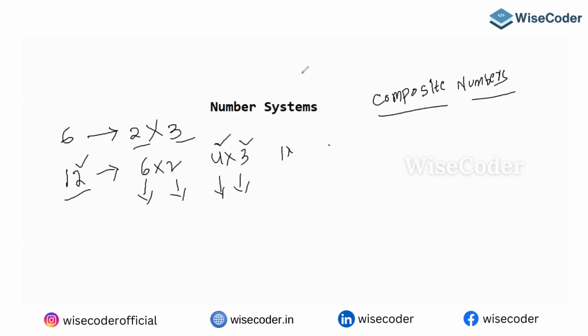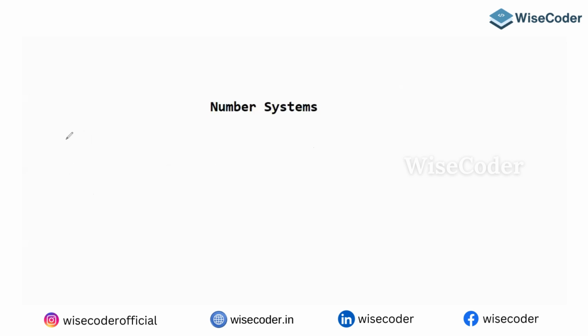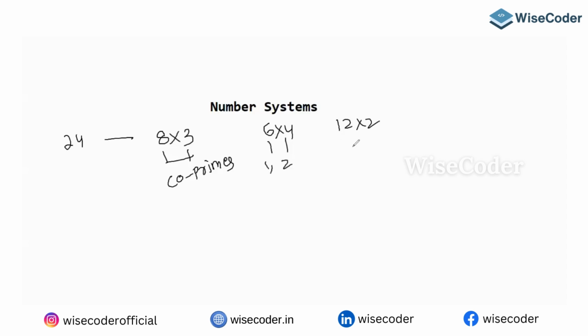If someone asks you the divisibility rule of 24: 12 times 2 is 24, 6 times 4 is 24, and 8 times 3 are also 24. But only 8 and 3 are co-primes. Are 6 and 4 co-primes? No, there is a common factor, 2. Here also, 12 and 2 have a common factor. So these are not co-primes, that's why don't check these.